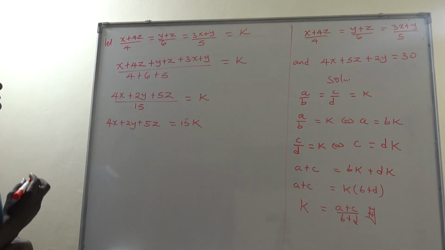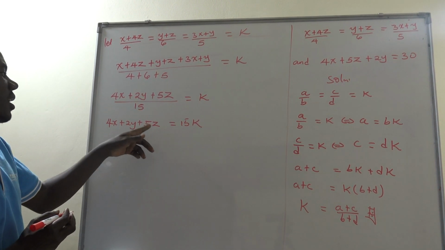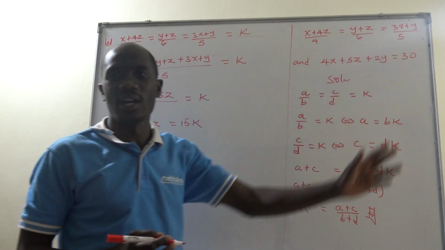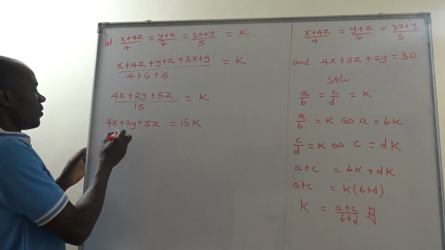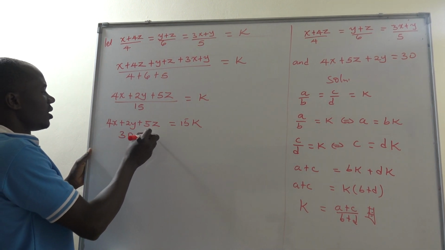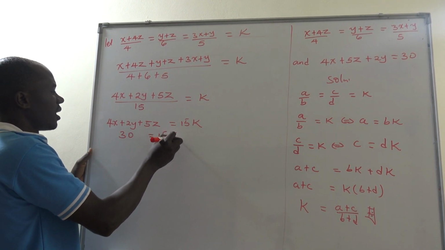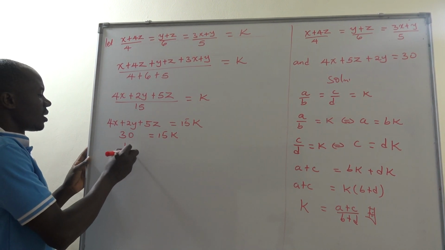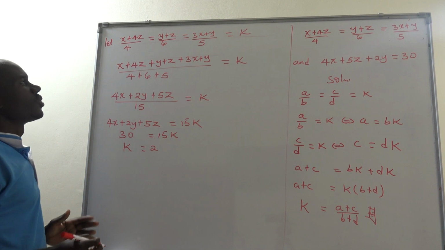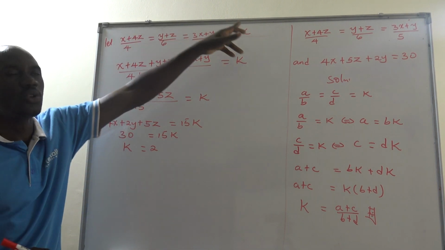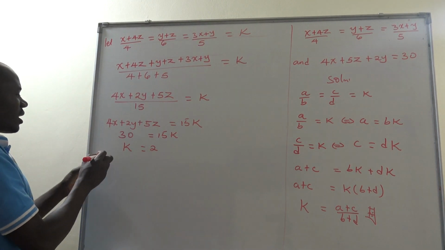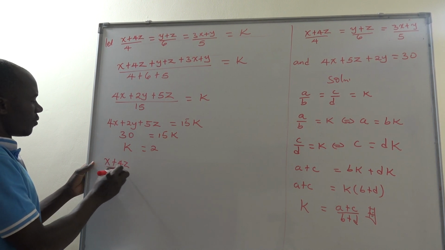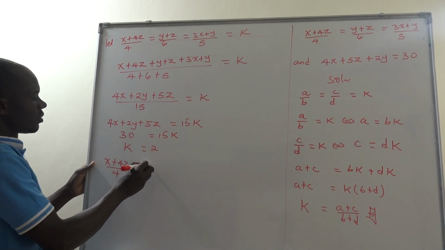But do we know our 4x plus 2y plus 5z? It is already given as what? As 30. So we are free to substitute, and we say 30 equals 15k. So dividing out by 15, we are coming out with k equals 2. So from there, every expression is equal to k. So we are going to start now. x plus 4z over 4 equals k, which is 2.